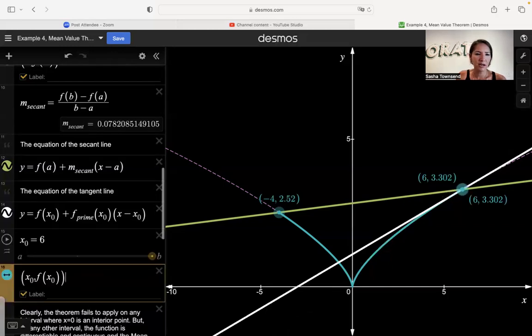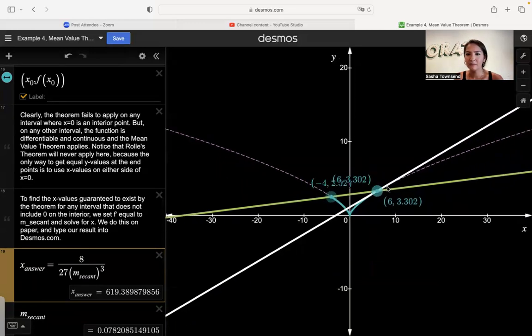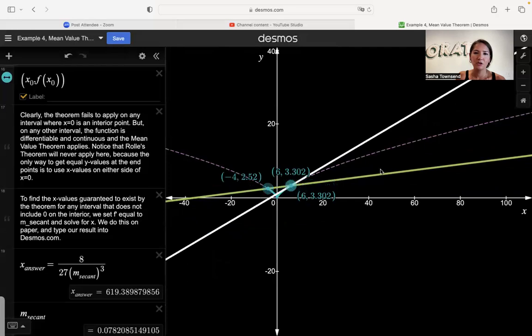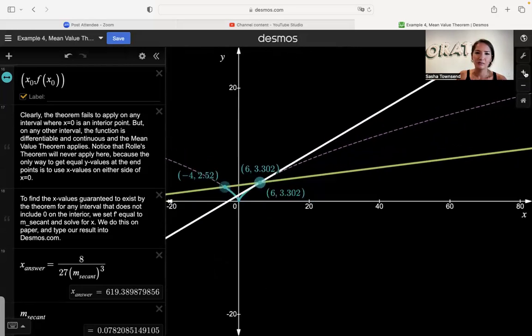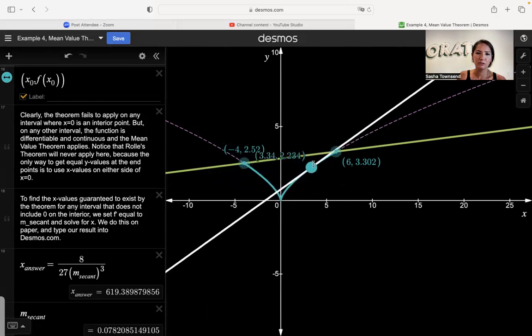The x value that we got when we solved for x by setting y prime equal to the slope of the secant and then solving for x, that x value is approximately 619.39. So it's way outside of our interval. So there actually is an x value that gives us the right slope, but it's not on the interval of interest when we include that cusp. So if we go farther and farther away, all the way out to x equals 620 approximately, there is an x value where the slope of the tangent line is equal to the slope of the secant line. But again, it's not on the interval of interest. We just can't find one on the interval of interest if our interval includes that cusp.